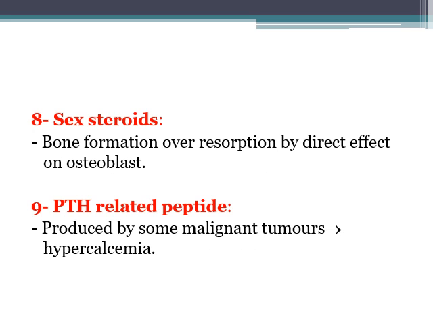Sex steroids like estrogen and testosterone also have a great role in bone formation by direct effect on osteoblast. So if there is deficiency in estrogen or testosterone, there will be bone resorption. PTH related peptide, which is produced by some malignancies.